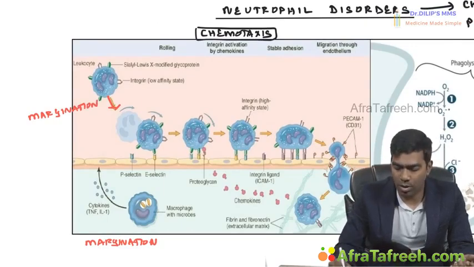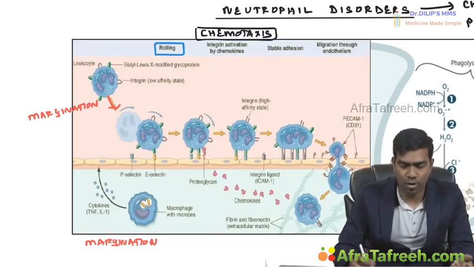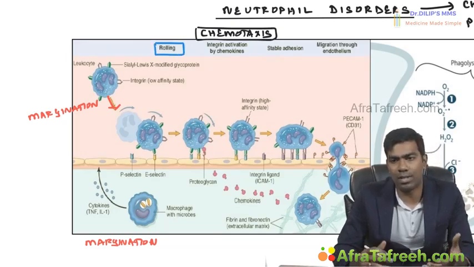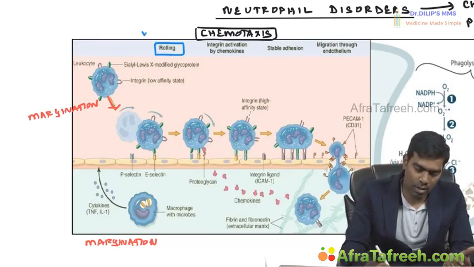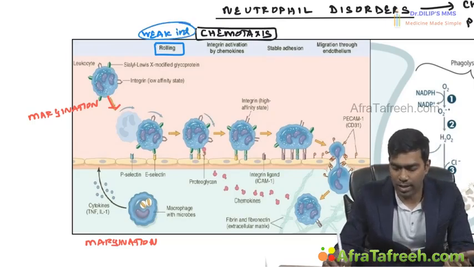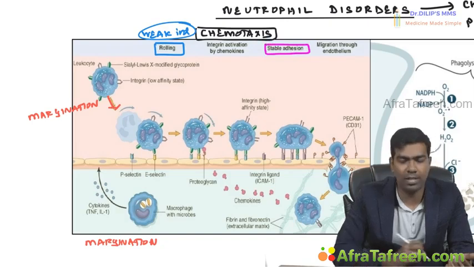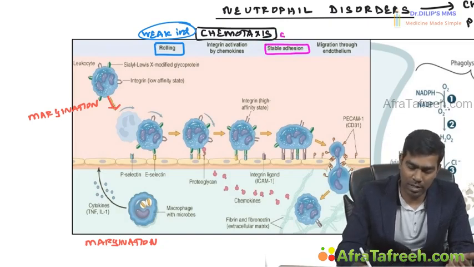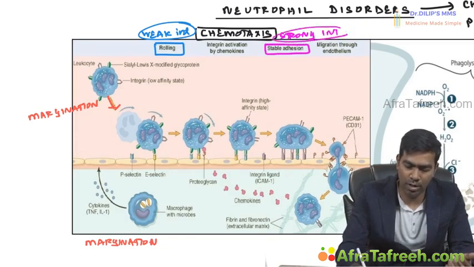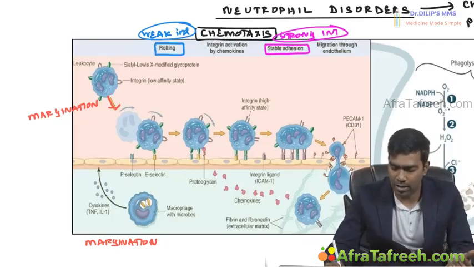The second one is something called rolling. Rolling is nothing but weak interactions with the endothelial wall. This is what we call rolling. And then we have something called adhesion, which is stable adhesion. These are strong interactions, extremely strong binding with the endothelial wall, which means they get adhered to the endothelial wall. This is what we call adhesion.